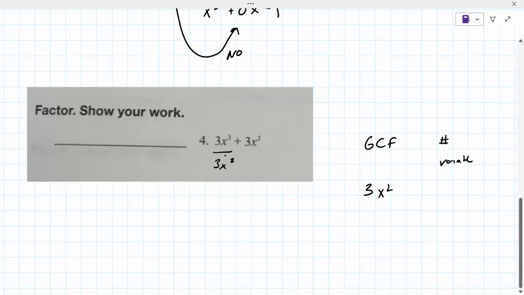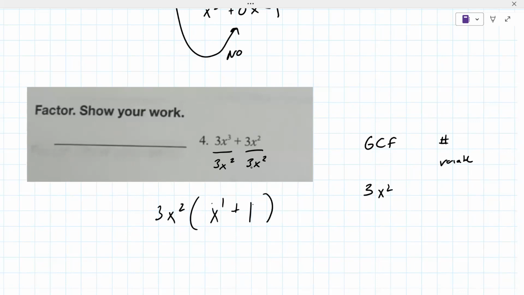And then they call it this divide and slide method. You end up dividing each of these by the GCF. You remember how to do that from last year? Okay, what is 3 divided by 3? One. Okay, now when the bases are the same, you subtract the exponents. So what would the exponent be? One, or just x to the 1. Right here, the 3s cancel, the x squareds cancel. This becomes 1. And there's a 3x squared on the outside. So that is your answer.